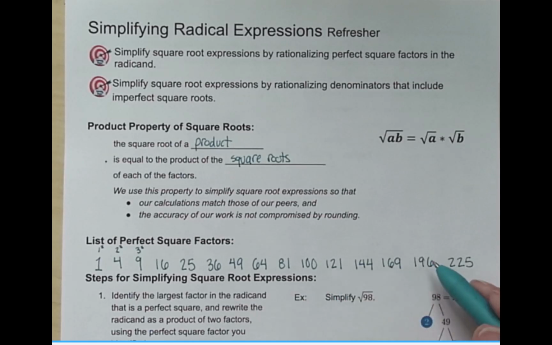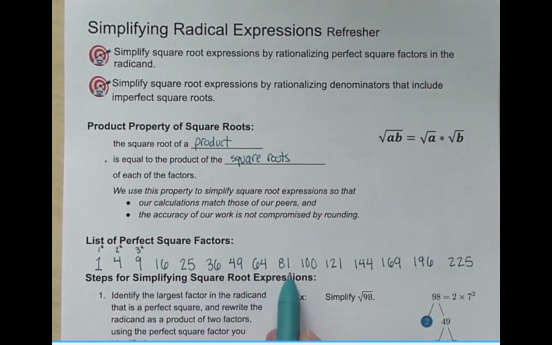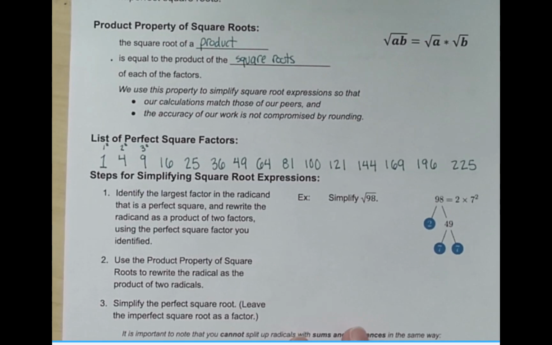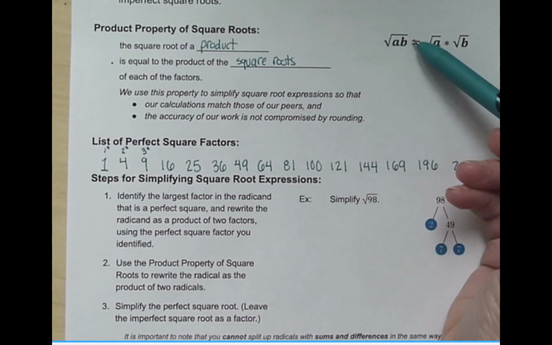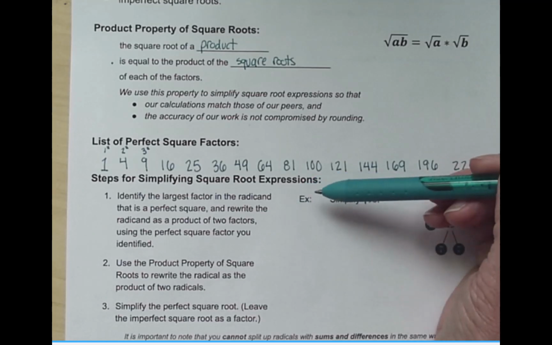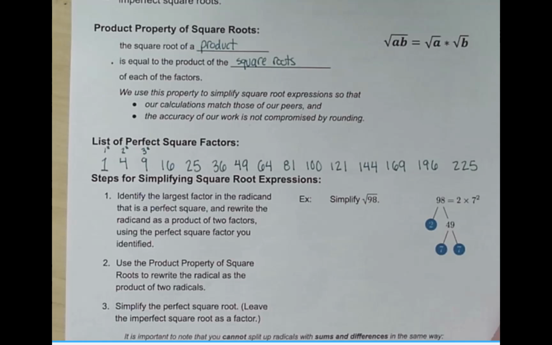When you see those numbers in your future, they should ring a bell as perfect squares. Sometimes those are important in your calculations. So let's look at how we're going to combine the product property of square roots and this list of perfect squares to simplify square root expressions.